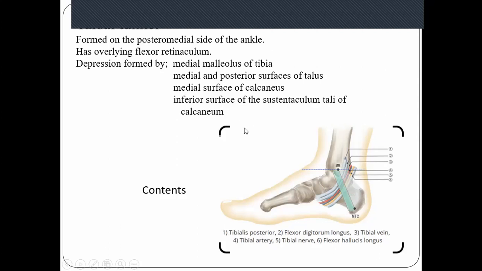Similarly, as in the carpal tunnel, you can get tarsal tunnel syndrome also, in which the contents of the tarsal tunnel are compressed inside the tarsal tunnel. Okay.